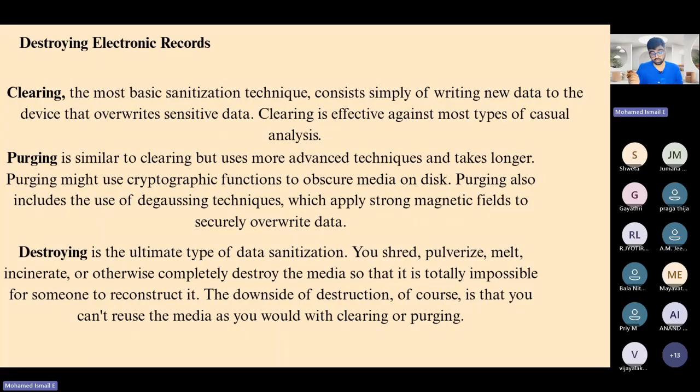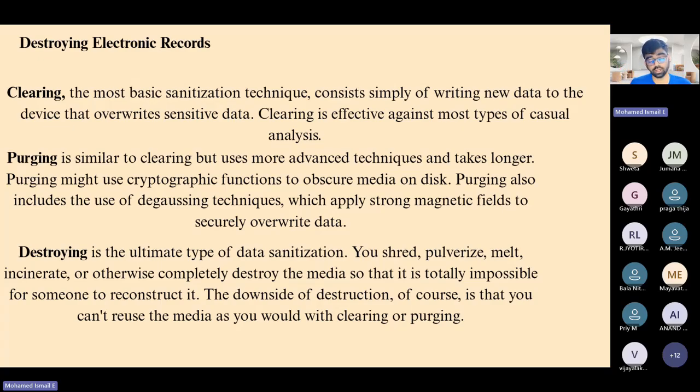That's called purging. Now destroying is the final type of data sanitization. For example, let's say there is a bank that went bankrupt. Now after 3 years, the bank's equipment must all be destroyed.